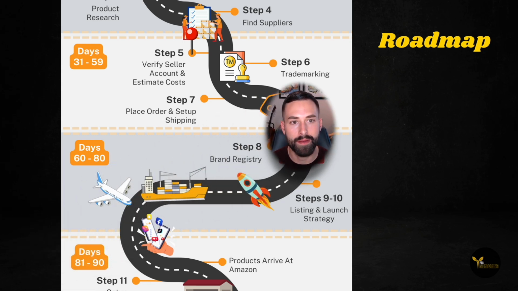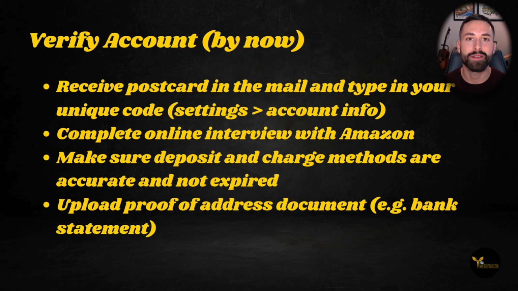So let's get started with verifying the seller account in case you're still going through that process or if you still have some questions around it. By now, one of these scenarios should have happened. You should have received a postcard in the mail to your address, and you've gone to your settings, your account info, and typed in that unique code. This is the older way of doing it. I don't think Amazon actually does this anymore, but I wanted to throw this in here just in case it applied to your scenario. You could have either completed an online interview with Amazon and an associate at this point, or I would recommend that you do that very soon.